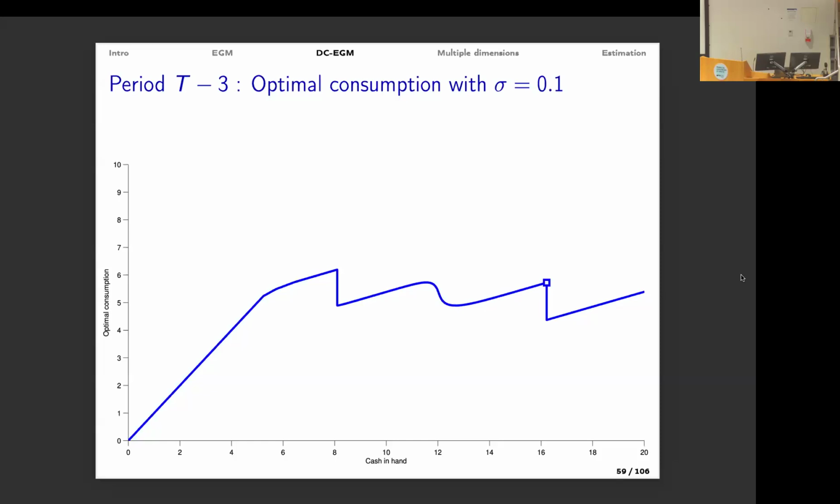This is an optimal consumption function for capital T minus 3, wealth and consumption, right? And then this kink is smooth. This is one of the secondary kinks, which gets really nicely looking. Why is that? Well, remember the logic was that the secondary kink is exactly the point where the agent knows that they will be at the primary kink tomorrow. But now they have no way of knowing, because the return is going to be random.